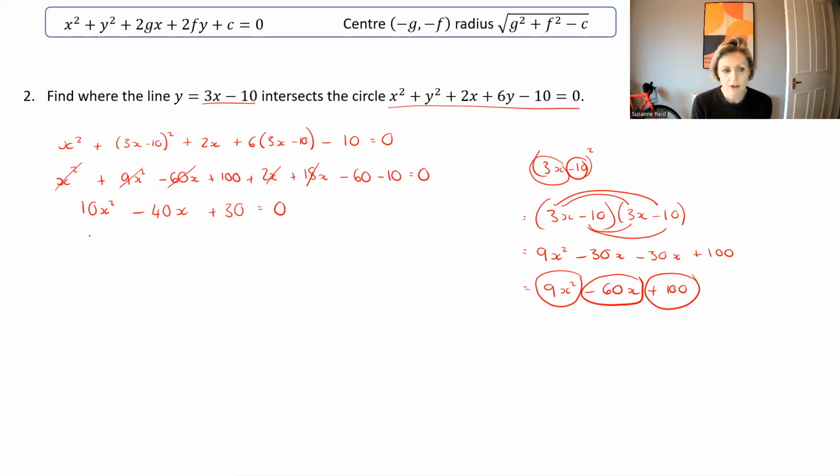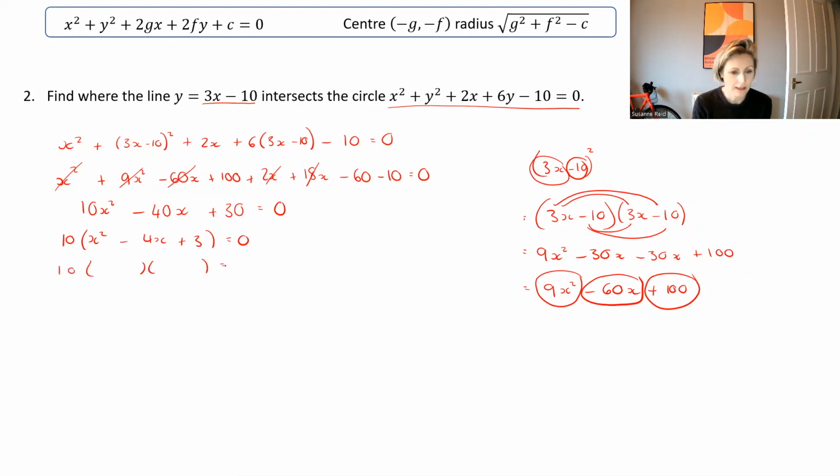So then remember, when you're factorising, always look for a common factor first, no matter whether it's quadratic or difference of two squares, just take out that common factor first. So I'm going to take out the 10, leaving me with x squared minus 4x plus 3 equals 0.